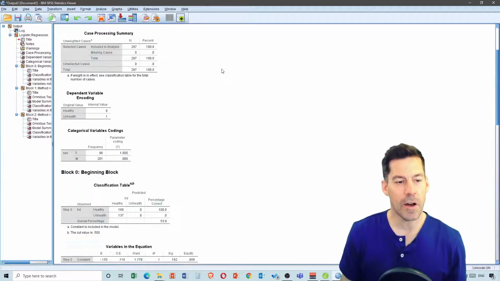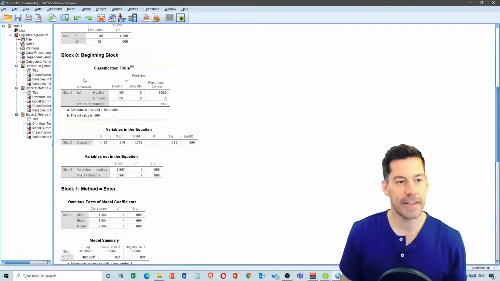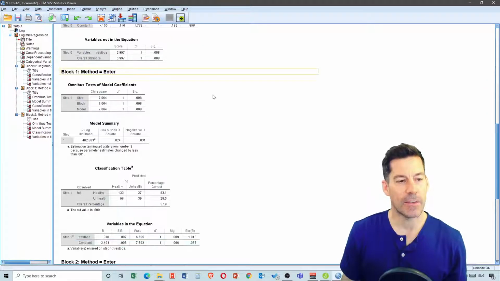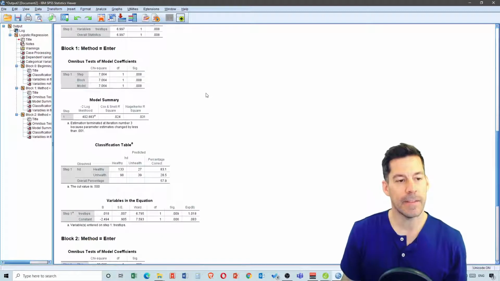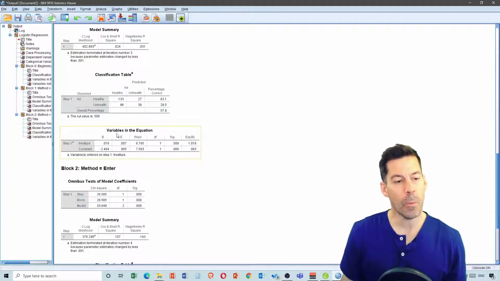So we're going to start off by looking down at our blocks here. And what we see is block method 1. This is where we included resting blood pressure. What we see is we end up with beta coefficients here of negative 2.494, and we also have a beta coefficient of 0.018. Now, both of these are significant.